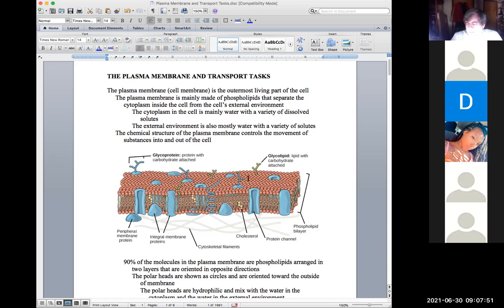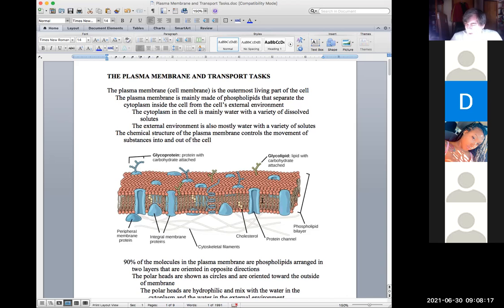That's because we want the polar heads, these little peach-colored balls, to be facing out against the water of the external environment, and we want them to be facing in against the water of the cytoplasm. So the membrane is referred to as a bilayer. Bi means 2. And we have 1 layer facing in, 1 layer facing out.